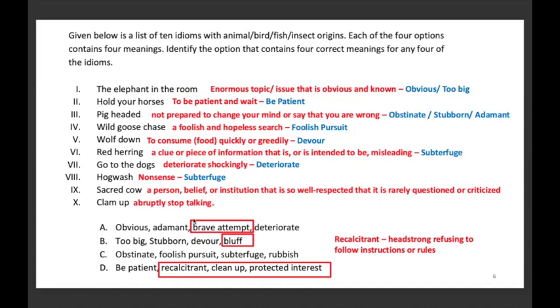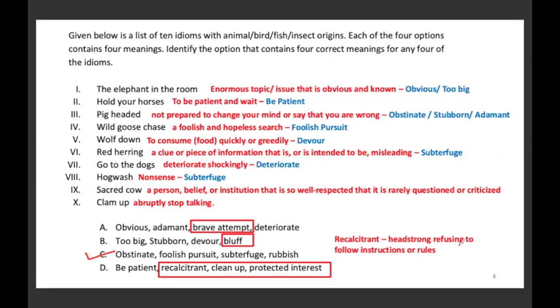So option A, the brave attempt, we don't find any meaning here. We don't find any idiom associated with it here. In option B, bluff has no association there. In option D, recalcitrant, clam up or protected interest is something which is not there. So only option C is the one which is correct.